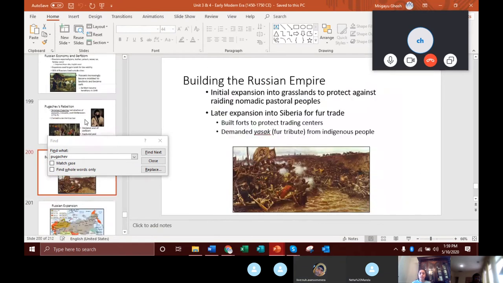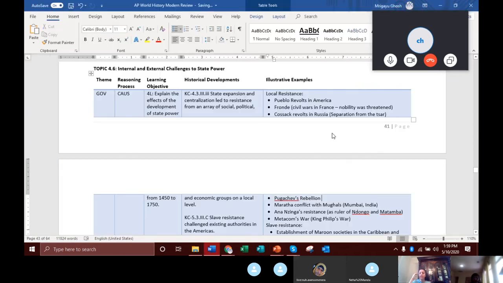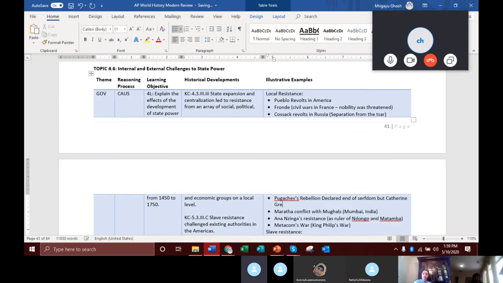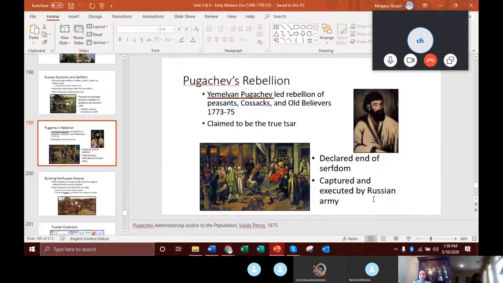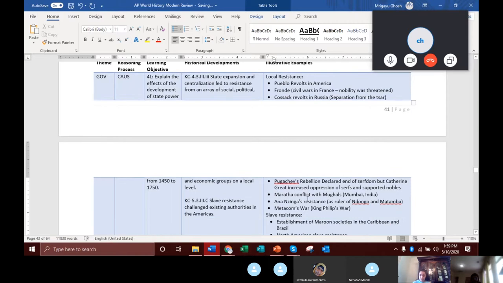what was the effect of Pugachev's rebellion? It's Catherine the Great, like increased her oppression of peasants and supported the nobles. Declared end of serfdom, but Catherine the Great ended oppression of serfs? No, increased. Interesting. And then she supported the nobles. Okay. So Anna Nzinga's resistance.